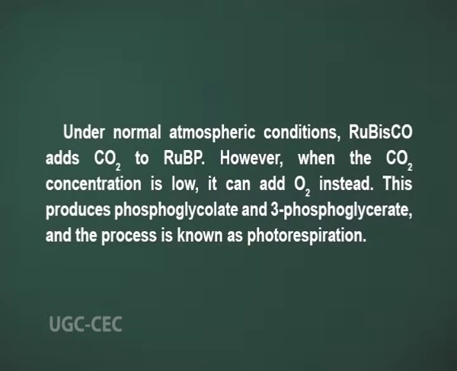Under normal atmospheric conditions, rubisco adds carbon dioxide to RuBP. However, when the carbon dioxide concentration is low, it can add oxygen instead. This produces phosphoglycolate and 3-phosphoglycerate, and the process is known as photorespiration. Phosphoglycolate has no known metabolic purpose, and in higher concentrations it is toxic for the plant.